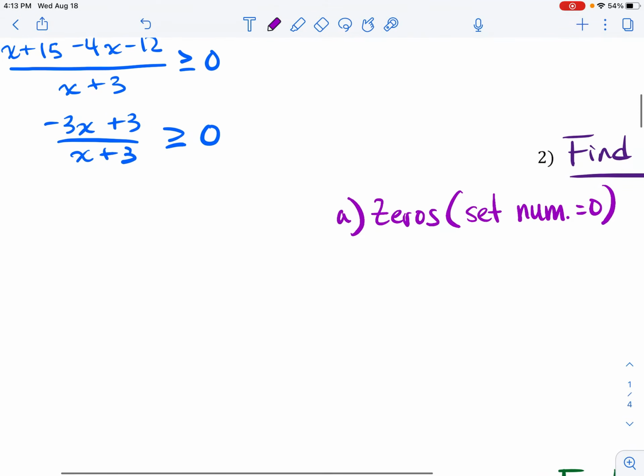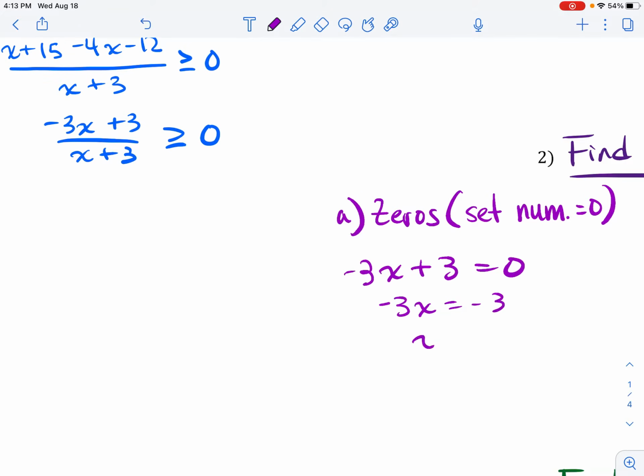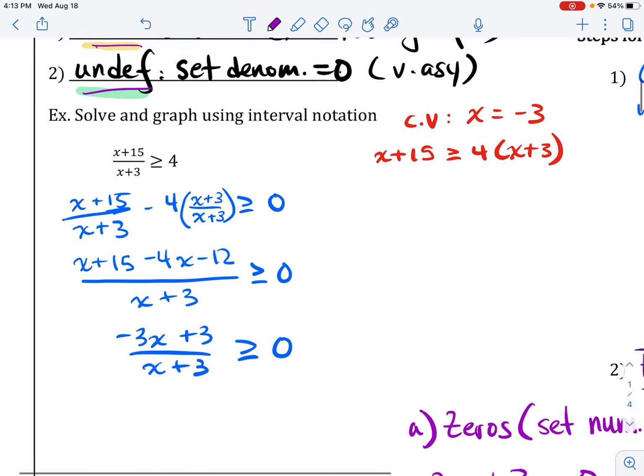So let's look at this. What was our numerator? Our numerator was negative 3x plus 3. We set it equal to 0. Negative 3x is equal to negative 3. X is equal to positive 1. This is our first critical value. I'm just going to label that critical value for short. So there's our first critical value. Okay. Next, what was the second critical value?